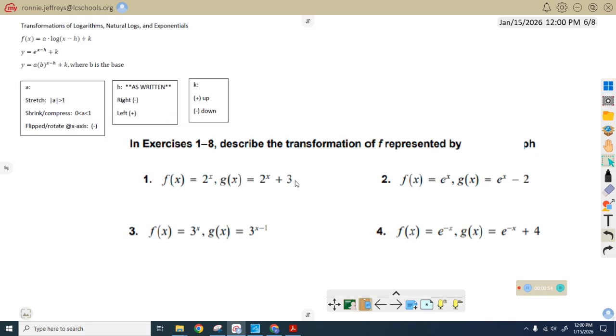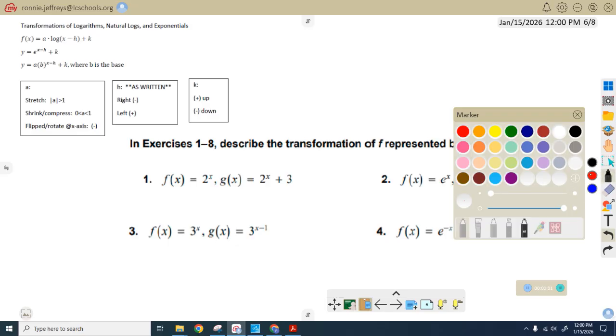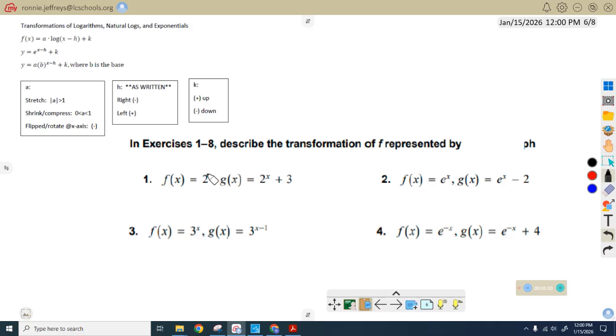All right. What we're being asked to do is describe what happens from here to here. Well, the only thing that has changed is there's a +3 at the end. Well, that's our K, and we just write up 3. All right.